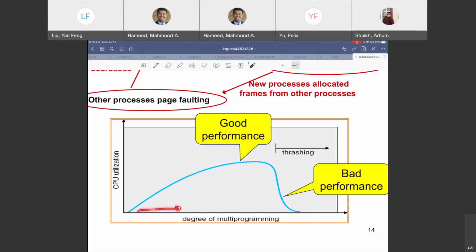Now, as you increase the degree of multiprogramming, your CPU utilization is going to go up because now the CPU is going to definitely have an option to work on, even if a process page faults. You can do that up to this particular point.